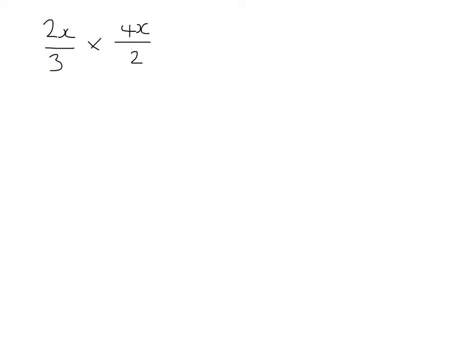So 2 times 4 is going to be 8, and x times x is x squared, and 3 times 2 is 6. And as with regular fractions, we should then simplify if possible. So that becomes 4x squared over 3.